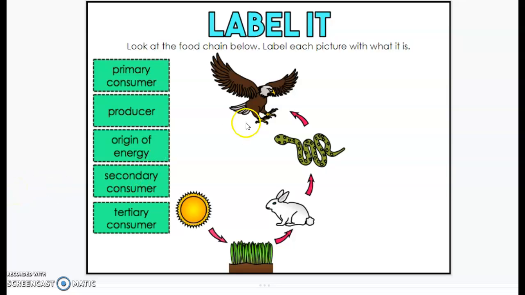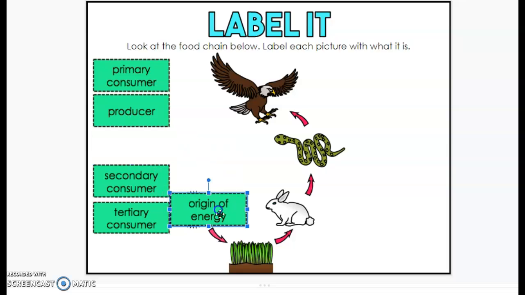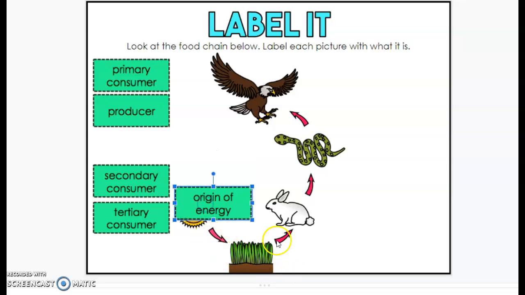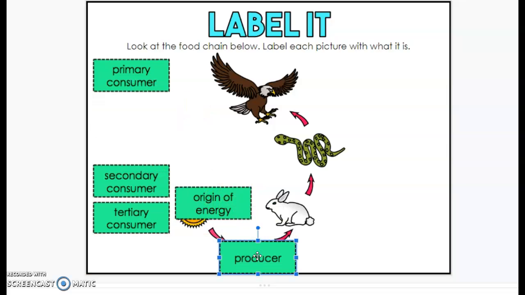Before you finish, you will have to label this food chain. I'll get you started. So at the start of our food chain, we always have the origin of energy, that is the sun. Then we have this plant that makes its own food. It is a producer. Then try to fill out the next 3. We have primary consumer, secondary, and tertiary. You can draw lines to match them up.